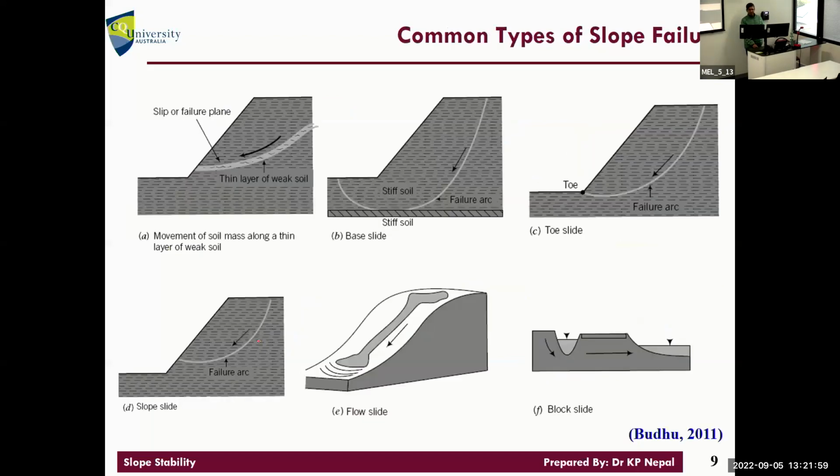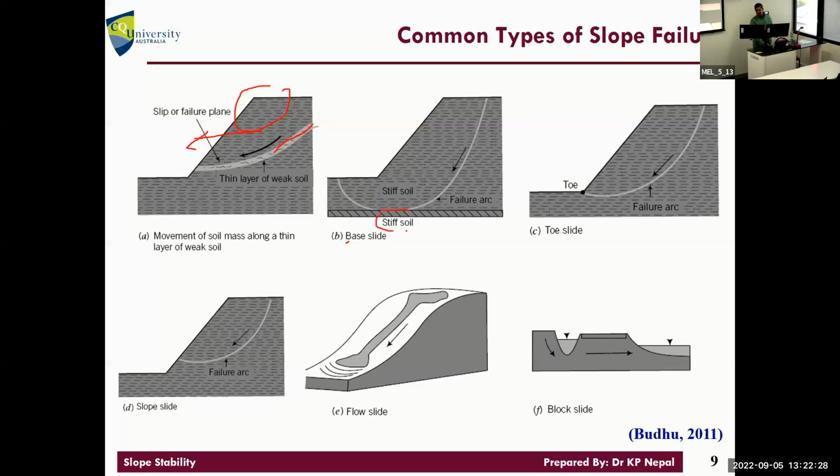Now, why does slope failure occur? Conditions. Number one, movement of soil along a thin layer of weak soil. If there is a very weak layer of soil somewhere here, maybe in the history, some weak type of material was deposited there and it became a very thin layer. Then what happens? This top part, boom, goes away.